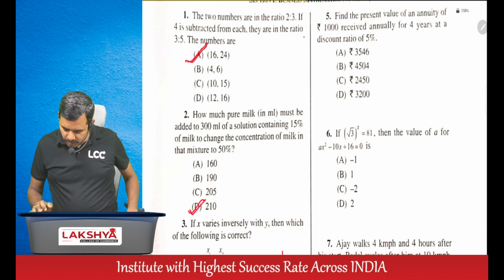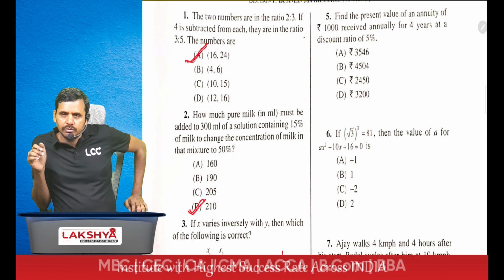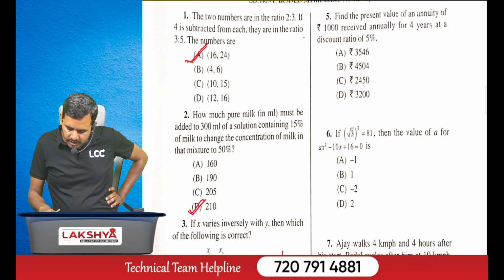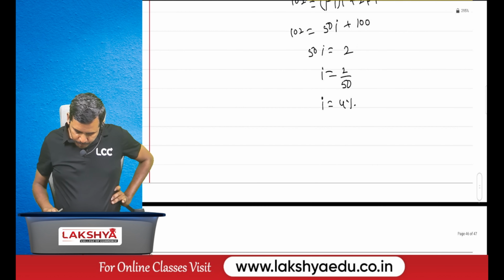Next, the fifth question. Find the present value of the annuity of 1000 rupees annually for 4 years with discount rate of 5%. It is a very simple question.